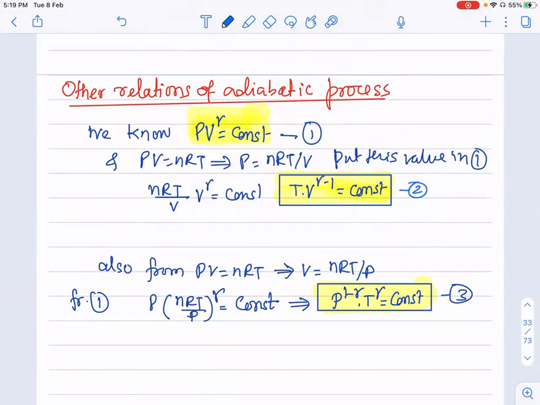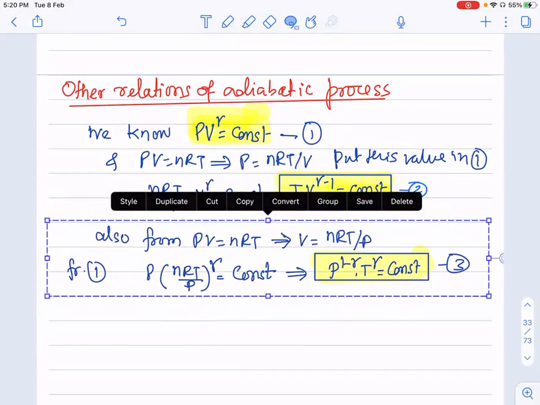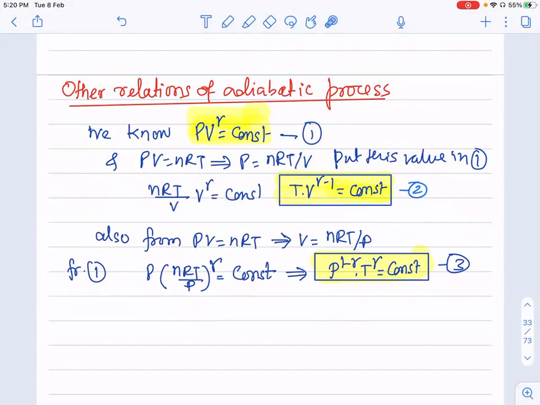From numerical point of view, we can write like this: T1 V1 to the power gamma minus 1 is equal to T2 V2 to the power gamma minus 1. Like this we can write. Okay? Now we can also replace the value of V using the ideal gas equation. PV is equal to nRT, so V will be nRT by P.